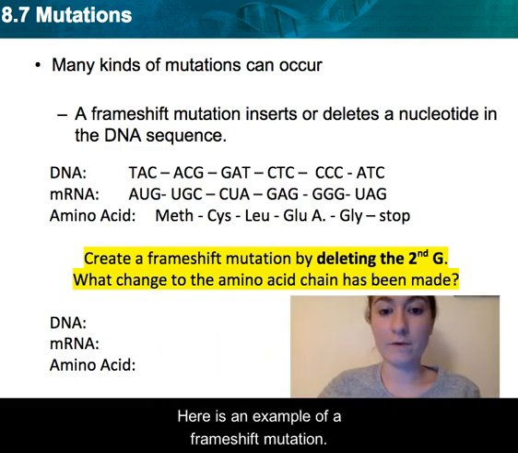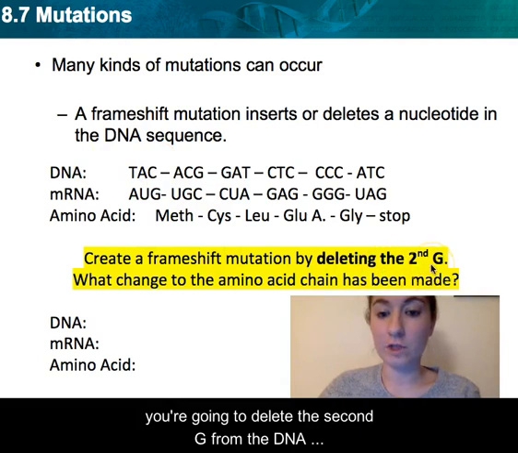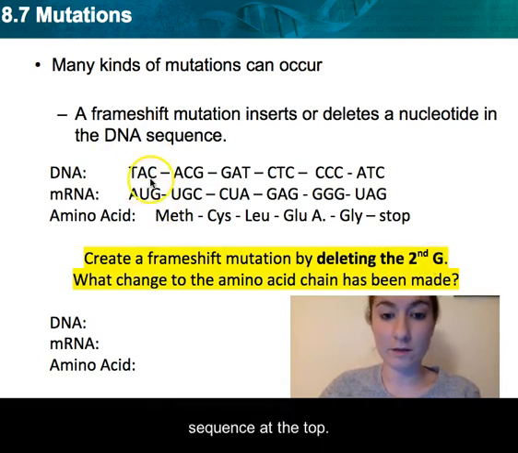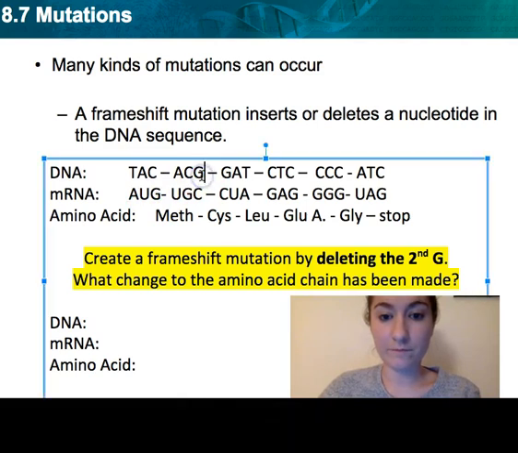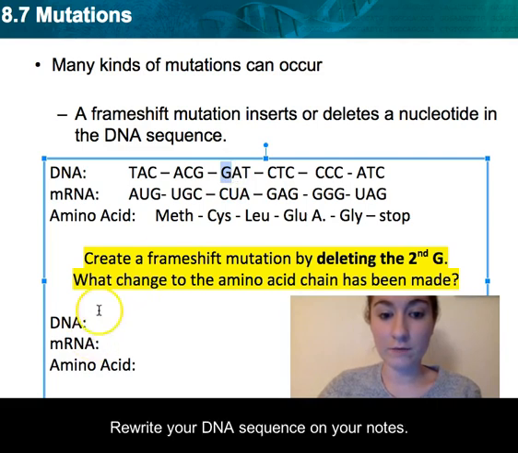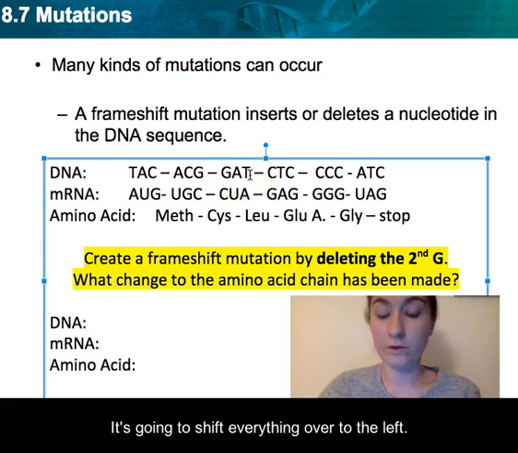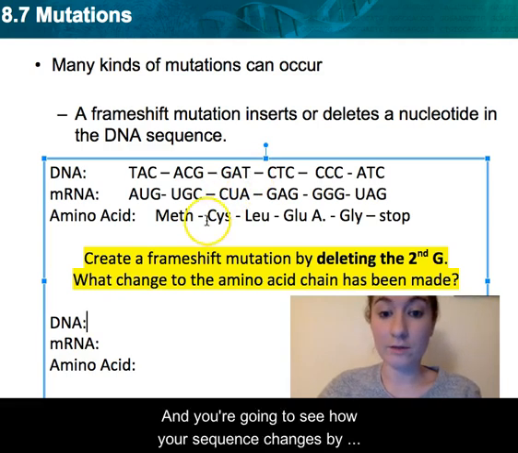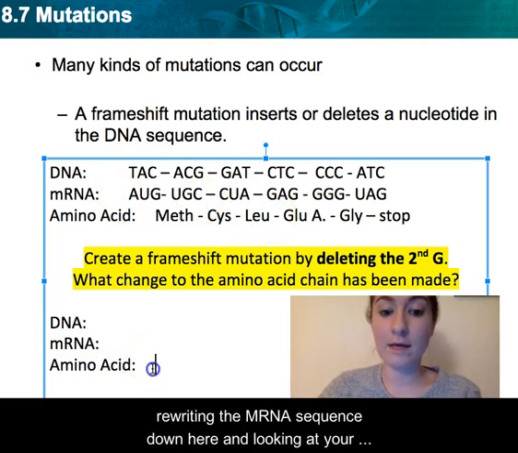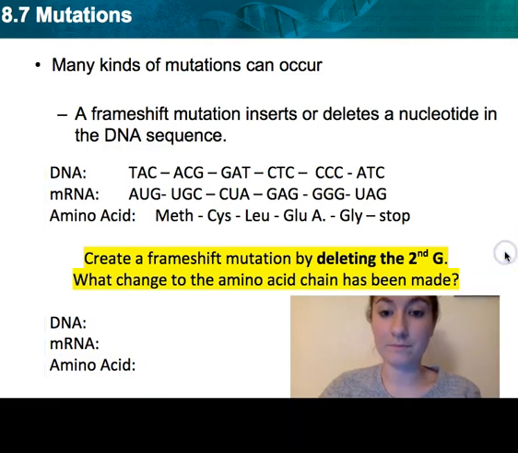Here is an example of a frameshift mutation. So you are going to take this sequence like you did before. You're going to delete the second G from the DNA sequence at the top. So this is the first G, and this is the second G. You're going to delete this G. Okay, rewrite your DNA sequence on your notes. It's going to shift everything over to the left. And you're going to see how your sequence changes by rewriting the mRNA sequence down here and looking at your genetic code chart to see what the amino acids would be.